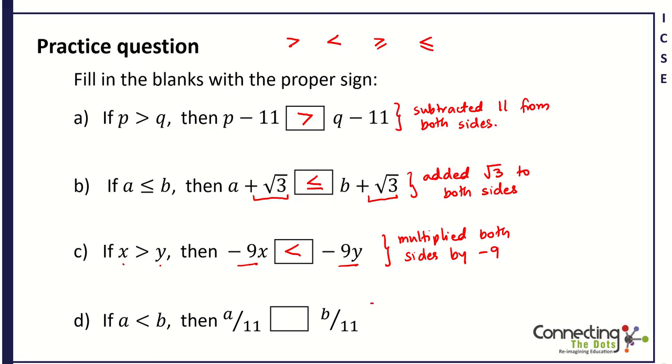Now here a is less than b, that is given. Now both sides are divided by the same positive number, which means the inequation does not change sign, it remains less than. So this is the way in which you can look at the operation being performed and decide whether the inequation changes sign or not.